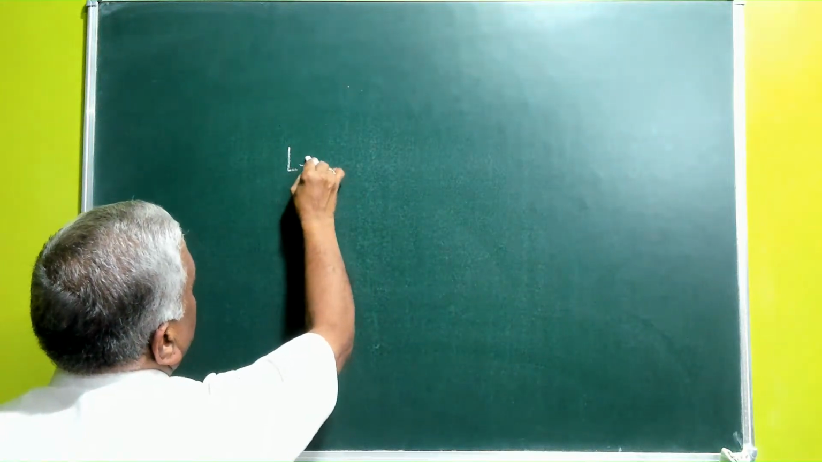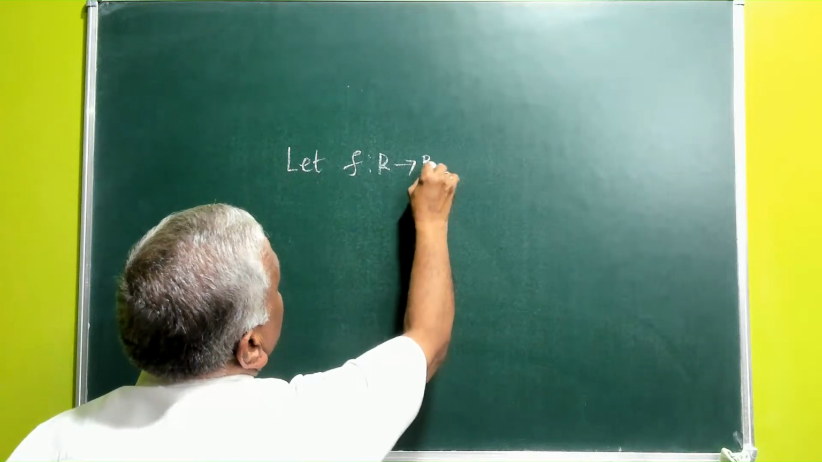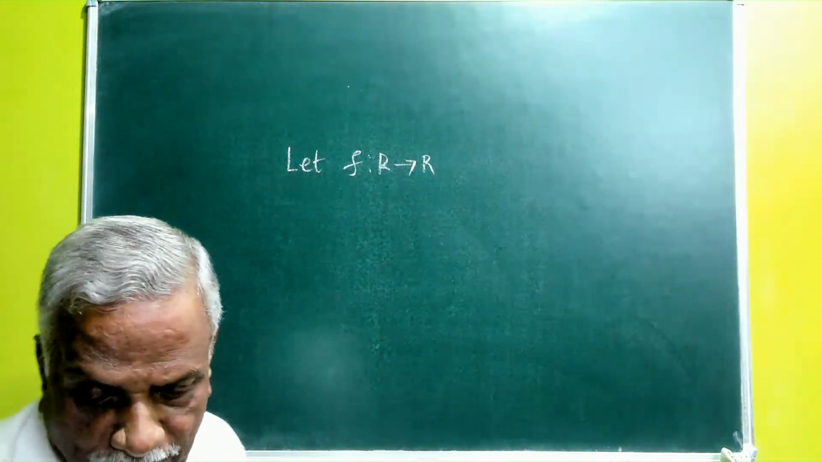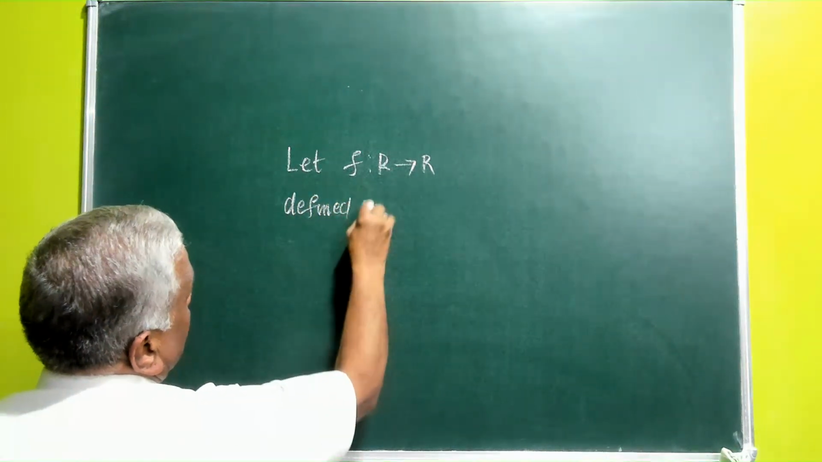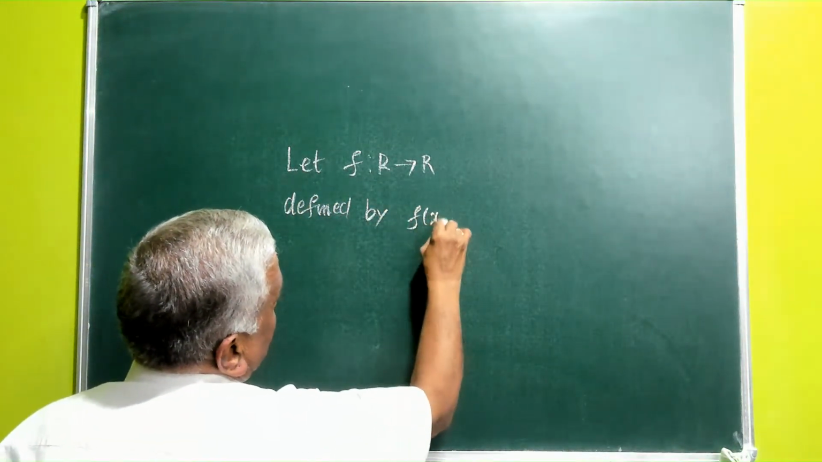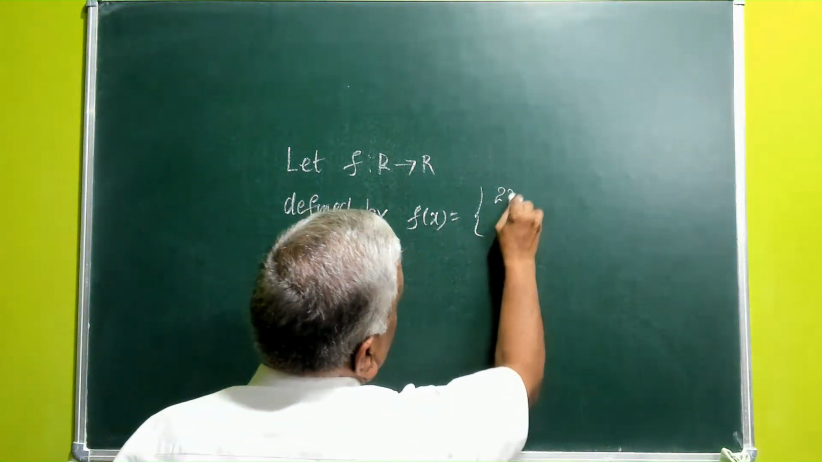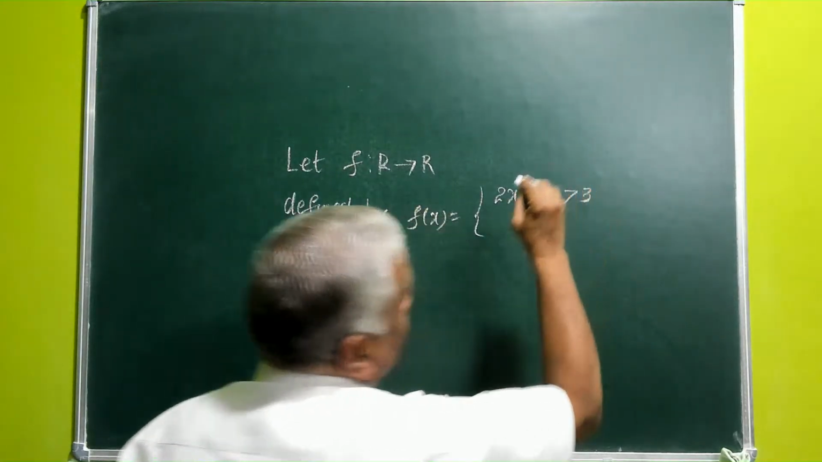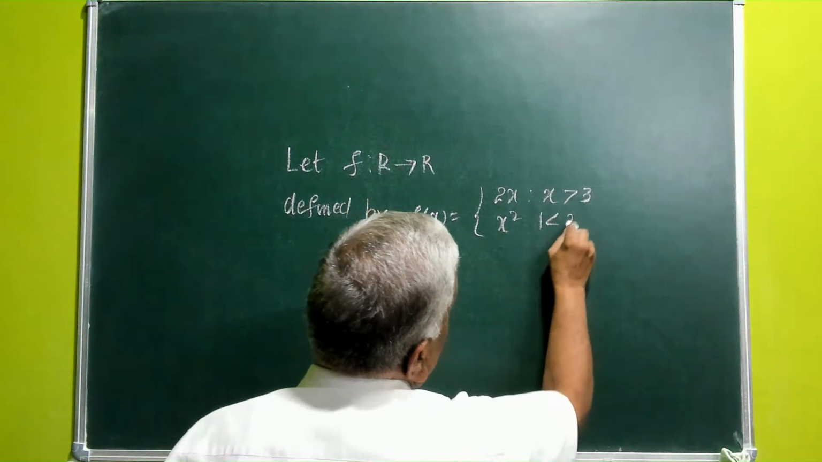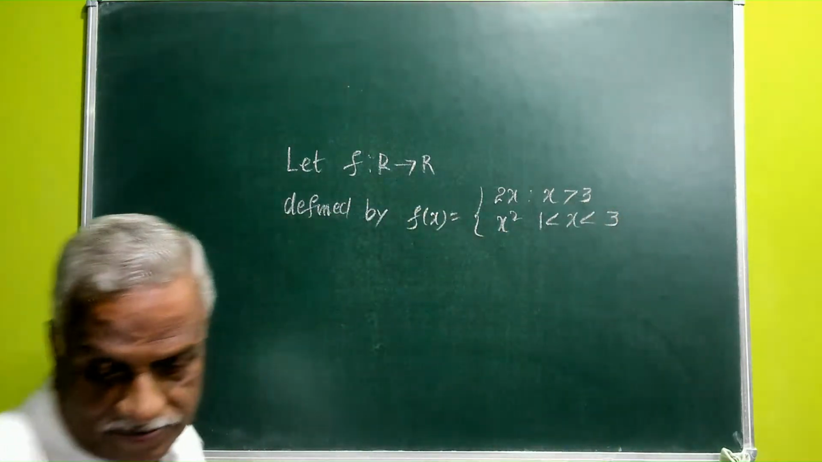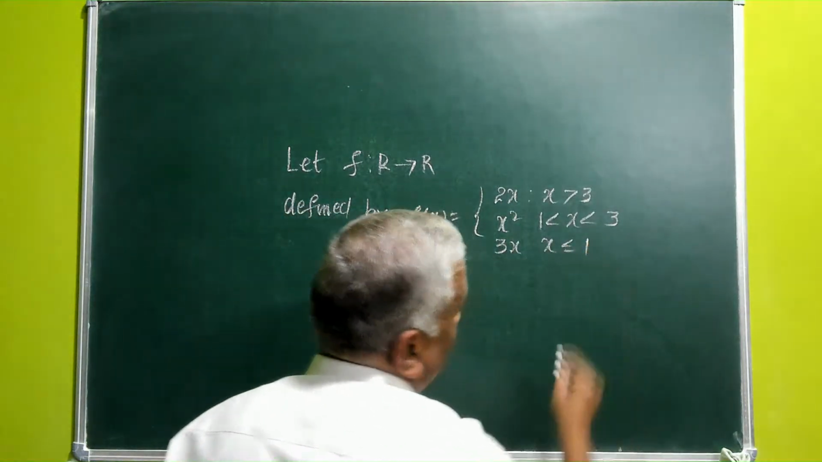Let f from R to R be defined by f of x is equal to 2x such that x greater than 3, x squared for 1 less than x less than 3, and 3x for x less than or equal to 1.